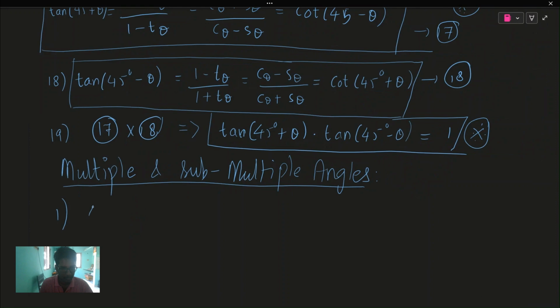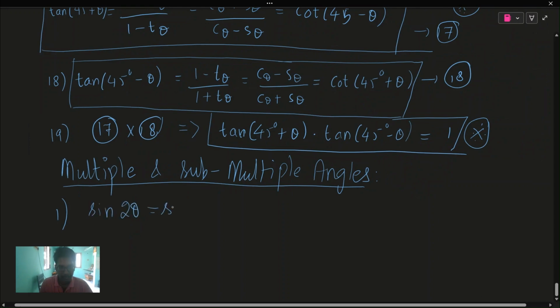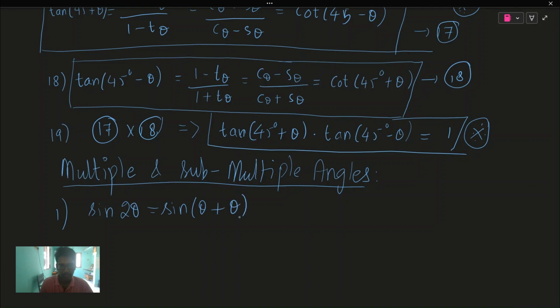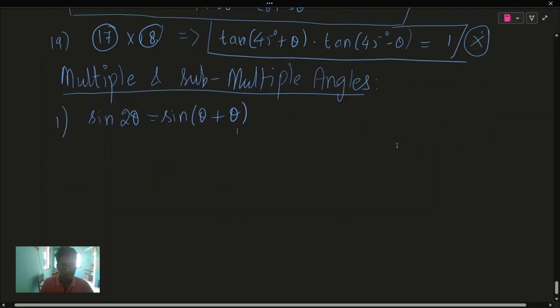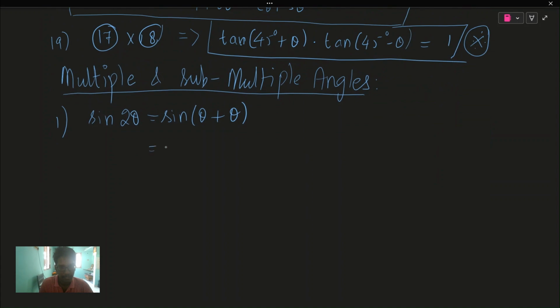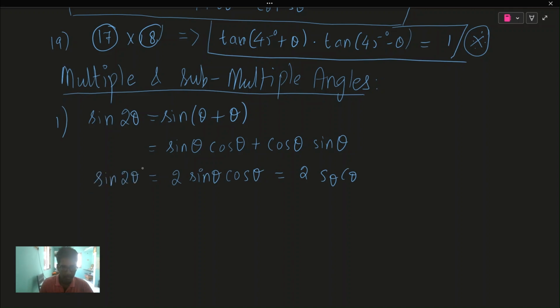Now sine 2 theta. Sine 2 theta can be written as sine of theta plus theta, right? So let's use the sine of a plus b formula, which is sine a cos b plus cos a sine b. So literally sine theta cos theta plus cos theta sine theta is none other than 2 sine theta cos theta, which means 2 sine theta cos theta is sine 2 theta.